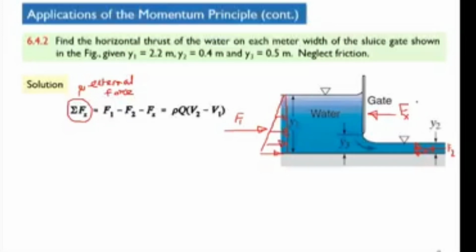Or you can also write this as the force of gate on water. We assume this to be acting in this direction, towards the left. Clear? In the end, the sign will tell us whether this assumed direction is correct or not. So we assume that it is acting in this direction. Remember, this is an assumed direction. We don't know until the end.